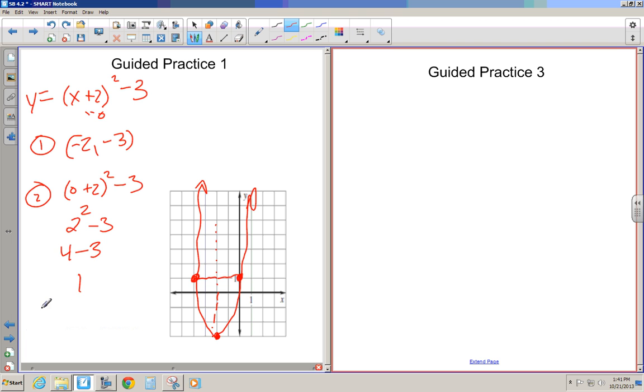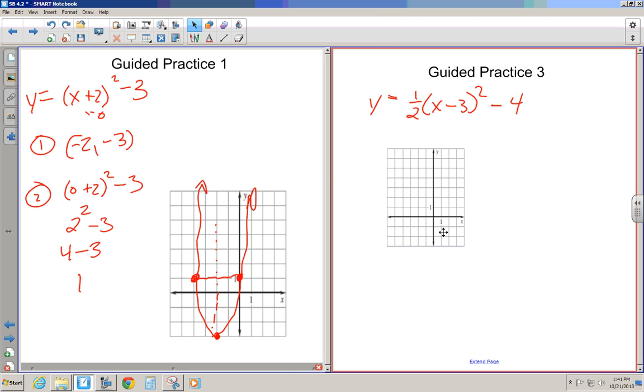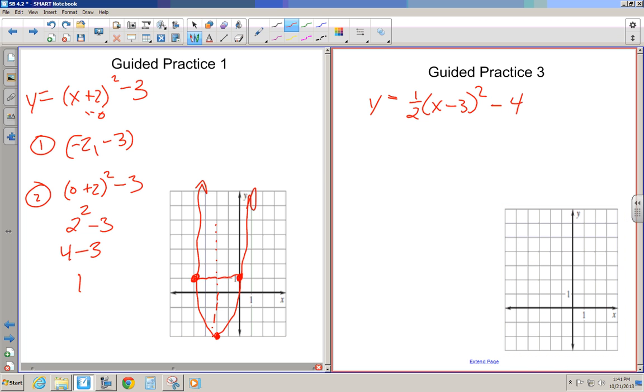Guided practice number 3. So now you have y equals 1/2 (x minus 3) squared minus 4. All right, well, so 1/2, well, let's see here. So the vertex is at, well, what makes that equal to 0? (3, -4). Let's plot it. 1, 2, 3, 1, 2, 3. So -4 is down here somewhere.